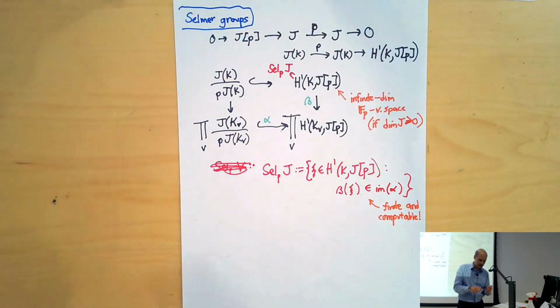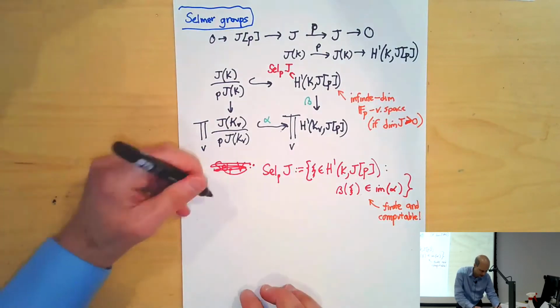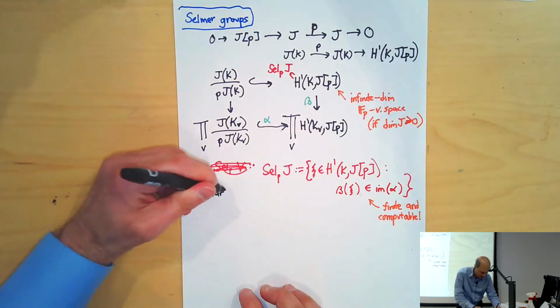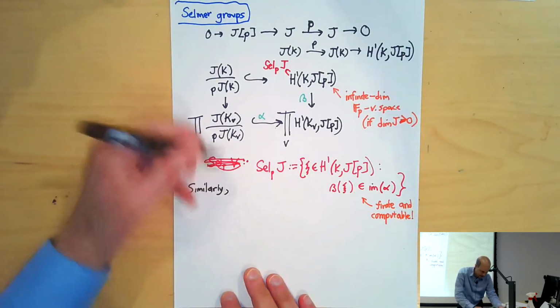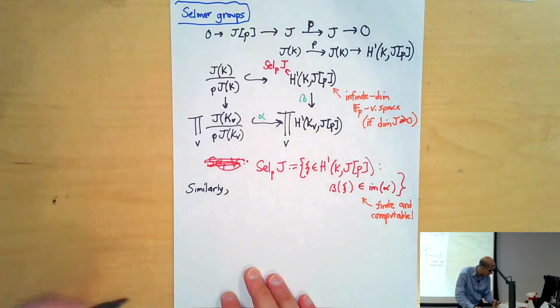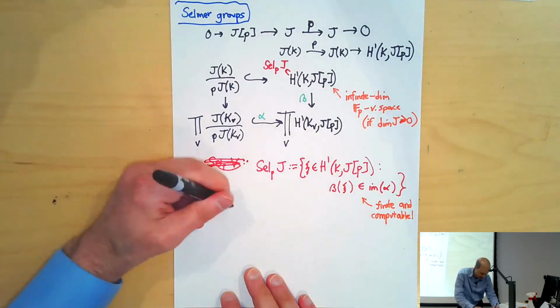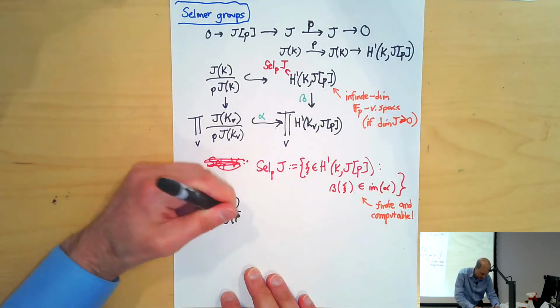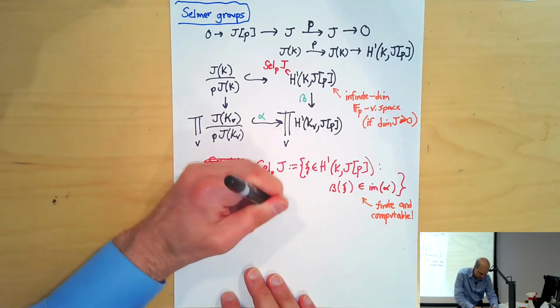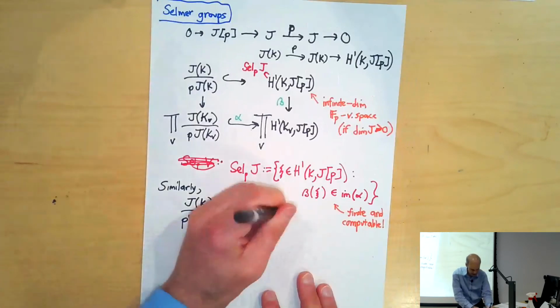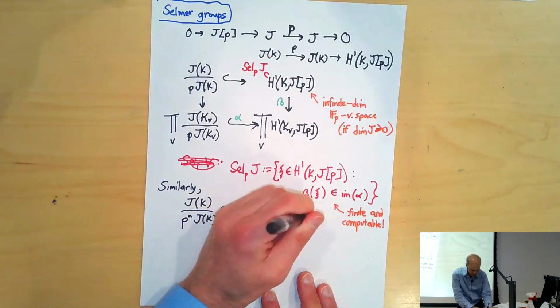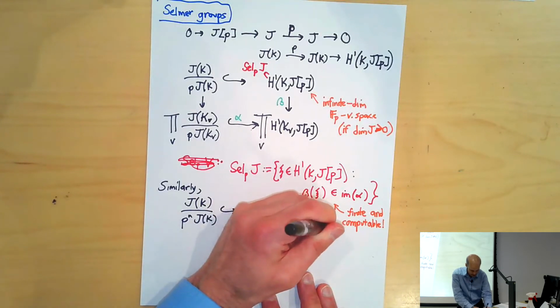Okay, and you can do this not just with multiplication by p, but you can try to get more information by repeating this with powers of p. Similarly, you get J of K mod p^n J of K embedded into a higher Selmer group, a p^n Selmer group of J, which is going to be contained in the global Galois cohomology of J bracket p^n.